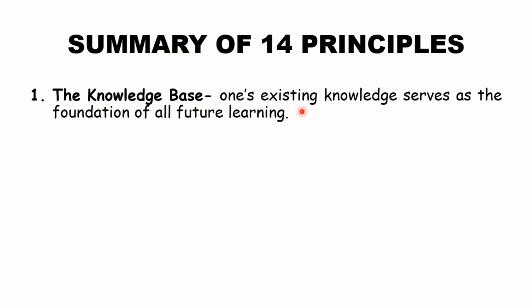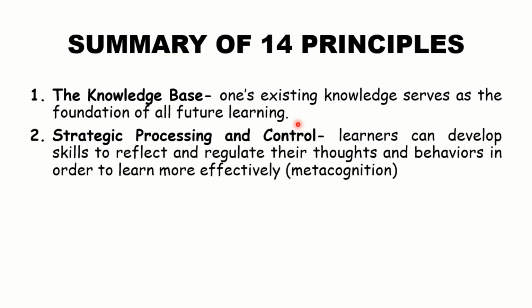In the knowledge base, existing knowledge serves as the foundation of all future learning. The learner's previous knowledge will influence new learning, specifically on how he represents new information or makes associations and filters to new experiences. The second one is the strategic processing and control. The learners can develop skills to reflect and regulate their thoughts and behaviors in order to learn more effectively, or what we call the metacognition.